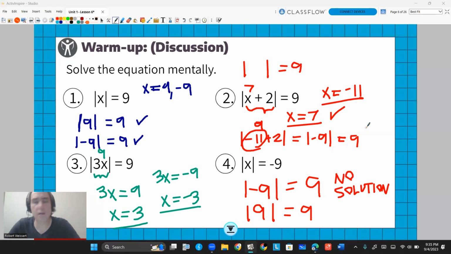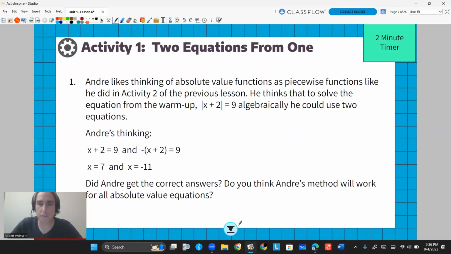Great, I hope that got you thinking of some values that could help you solve equations. Now we are going to use different techniques to solve them, so we don't always have to think of them in our head. Go ahead and flip over to page 67, and we're going to go over activity 1. Activity 1, page 67. We're trying to figure out how to mathematically solve these using some algebraic techniques.